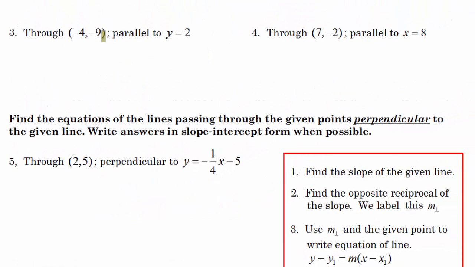These next two examples, going back to those horizontal and vertical lines, right? So we want number 3, a line that goes through this point and is parallel to y equals 2.